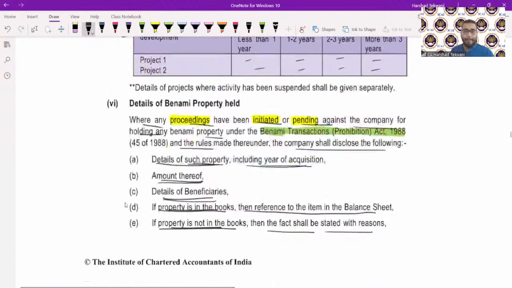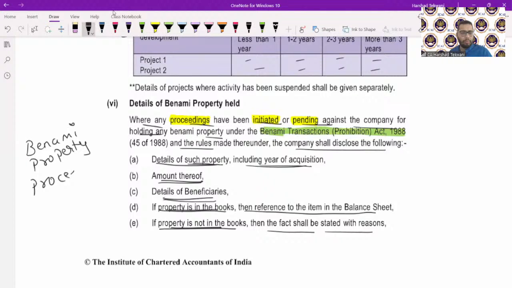Again, this is a very important area, because we will be seeing the same in the CARO also. This is a responsibility of the company. Our responsibility will come in the CARO. I hope it is clear. Any doubt?